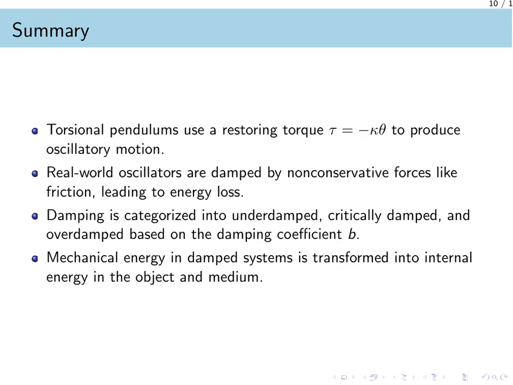We classify this damping into 3 categories: underdamped, where the system still oscillates; critically damped, where it returns to equilibrium fastest; and overdamped, where the return to equilibrium is slow and sluggish. Each category is determined by the value of the damping coefficient b relative to the system's mass and spring constant.